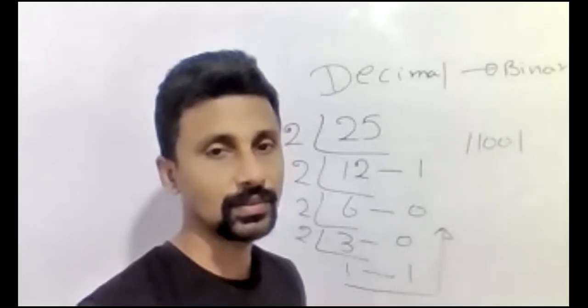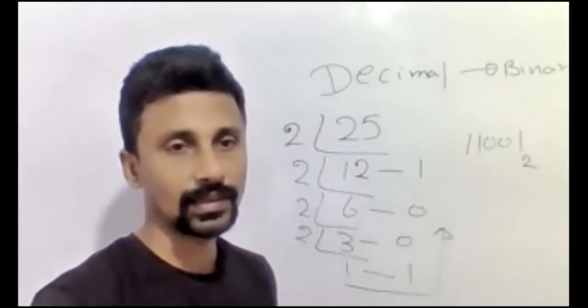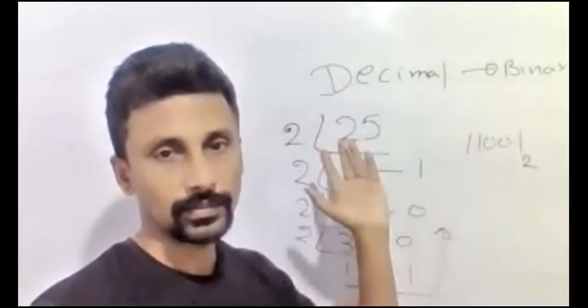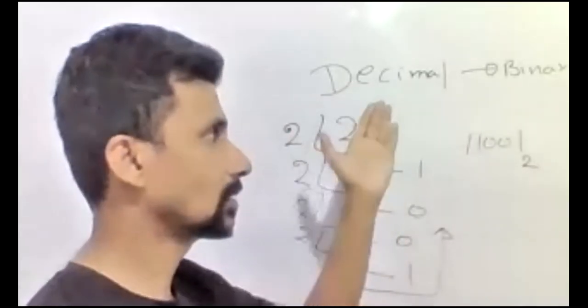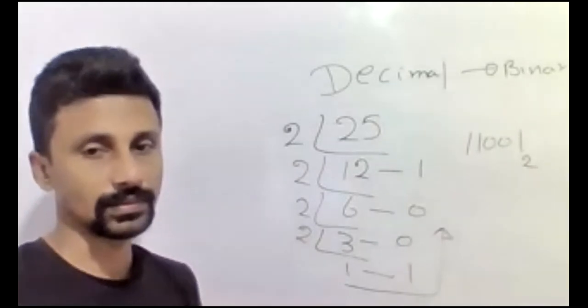So you have to put 2, the base value 2, here. This is our example for decimal to binary. Take this down as an example.